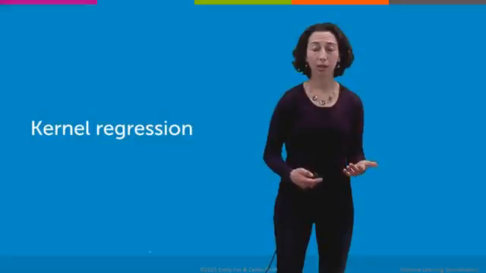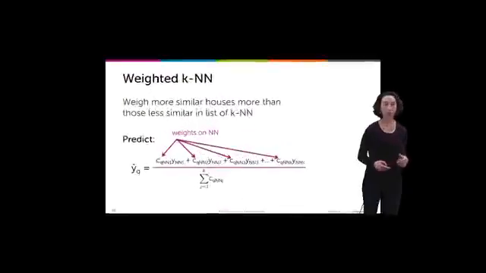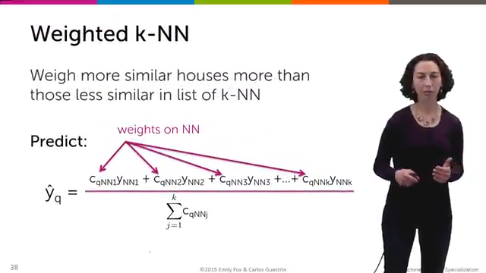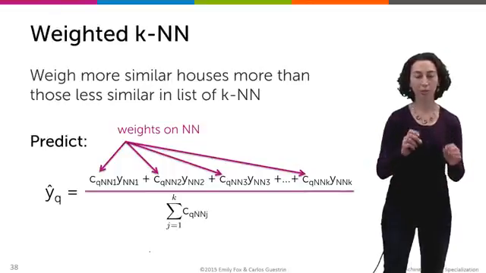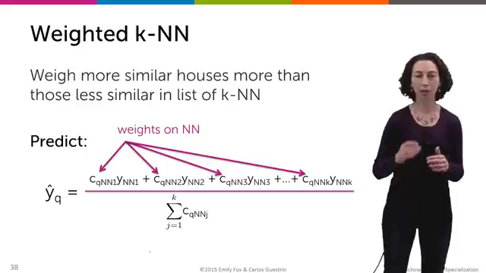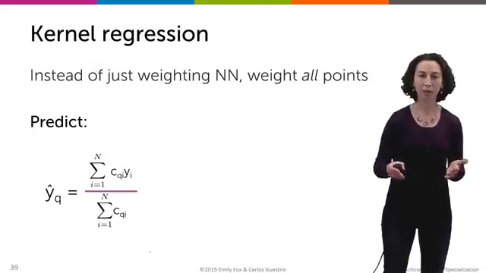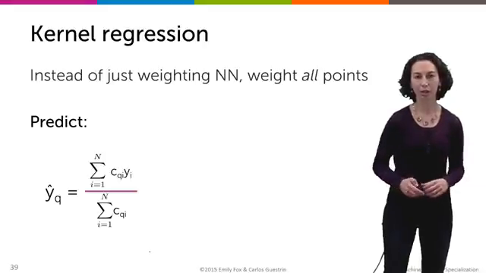So these ideas lead directly to a related, but slightly different approach called kernel regression. Let's start by just recalling what we did for weighted k-nearest neighbors. We took our set of k-nearest neighbors and applied some weight to each nearest neighbor based on how close that neighbor was to our query point. Well, for kernel regression, instead of just weighting some set of k-nearest neighbors, we're going to apply weights to every observation in our training set.